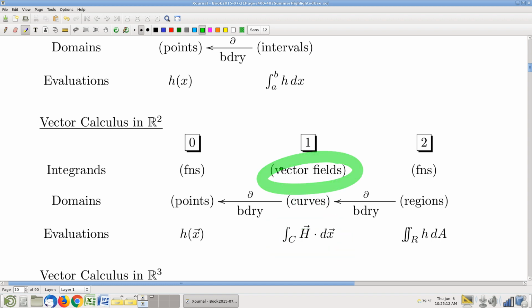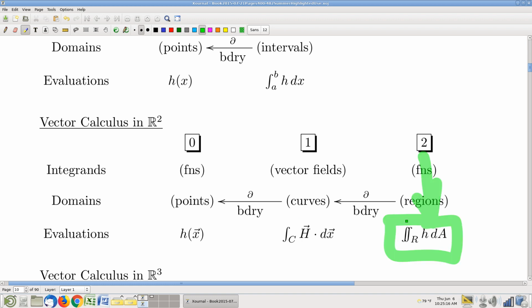What do you pair with a two-dimensional region to get something you can evaluate as a double integral? Well, the function, this integrand, is a function. Okay, so these are the objects, these are the players on the field in R2.